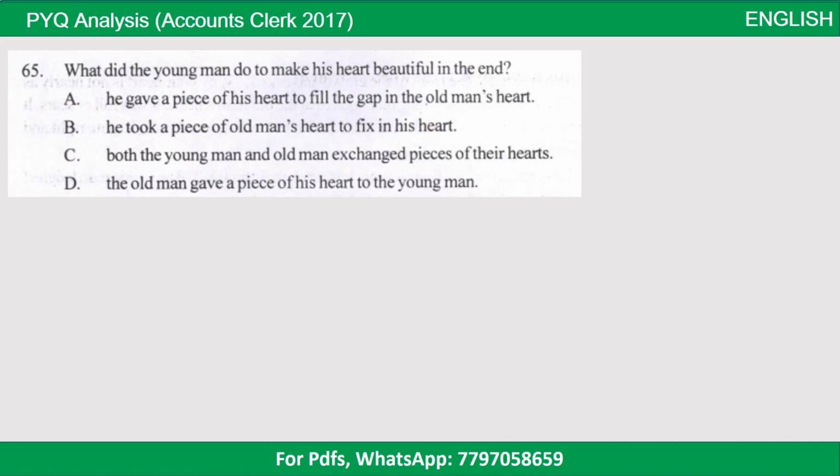What did the young man do to make his heart beautiful in the end? The options are A, he gave a piece of his heart to fill the gap in the old man's heart. Option B is he took a piece of old man's heart to fix in his heart. Option C is both the young man and old man exchanged pieces of their hearts. Option D is the old man gave a piece of his heart to the young man. So D is also not correct because he didn't give. At first the young man gave. C is both exchanged, so there was no question of exchange. Option B is he took a piece of old man's heart to fix it in his heart. That's also wrong. So the most appropriate one would be A. Initially, he himself gave a piece of his heart to fill the gap in the old man's heart.